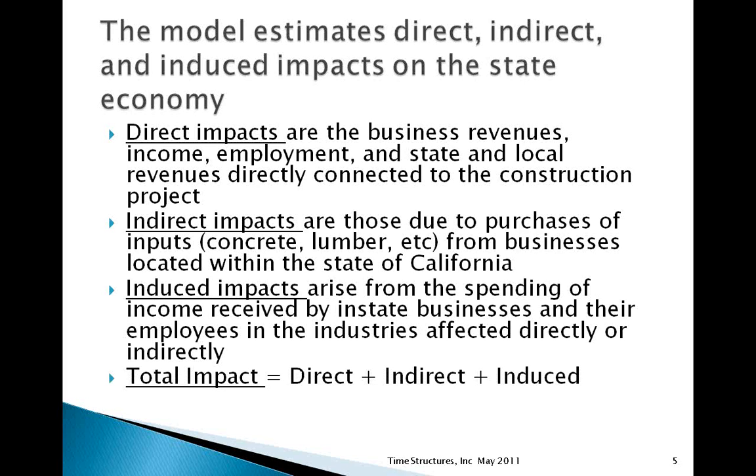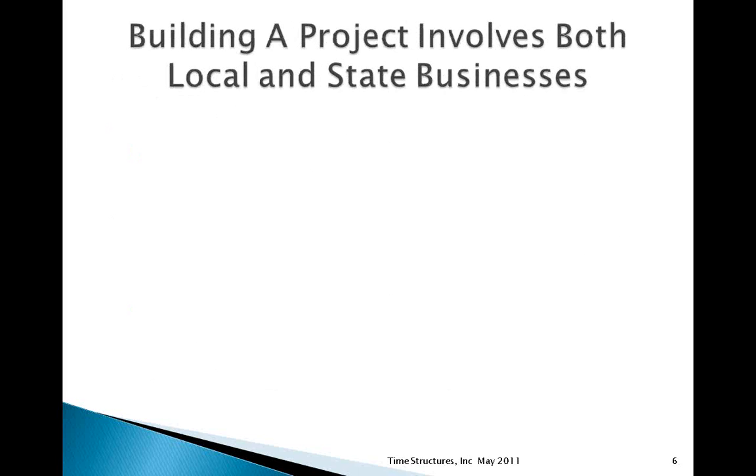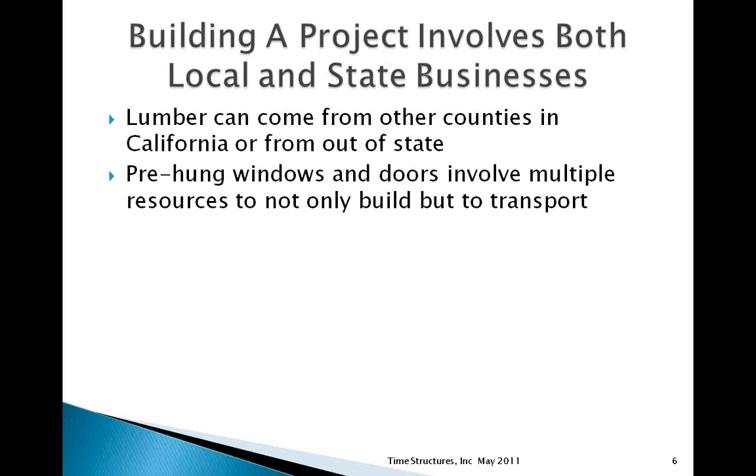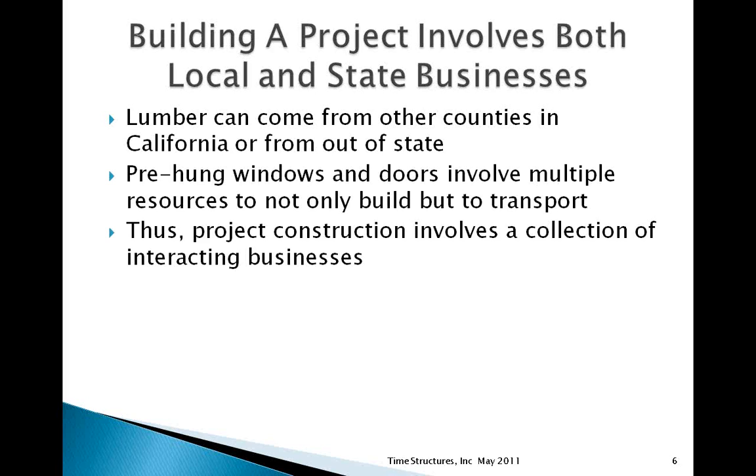Finally, total impact is just the sum of those three impact categories. All right, so any project is going to involve both local and state businesses. Lumber could come from other counties or from out of state. If it's from out of state, it's not included in the impact. Pre-hung windows and doors certainly involve multiple resources to build and transport them. And so project construction involves a collection of interacting businesses.